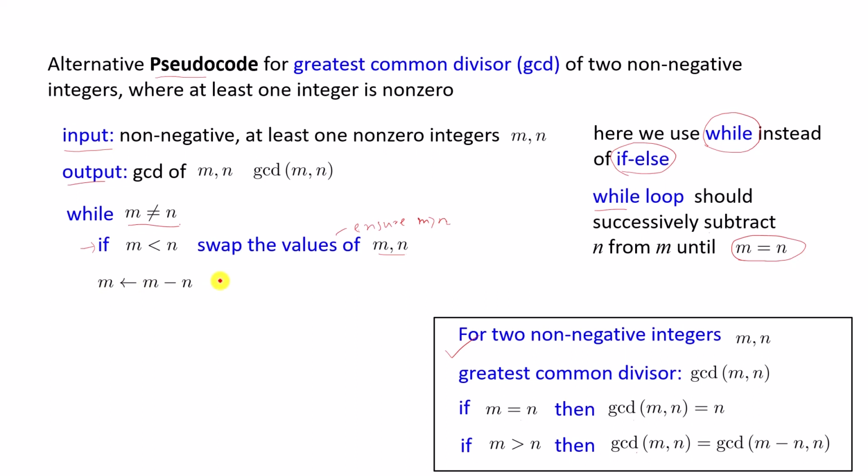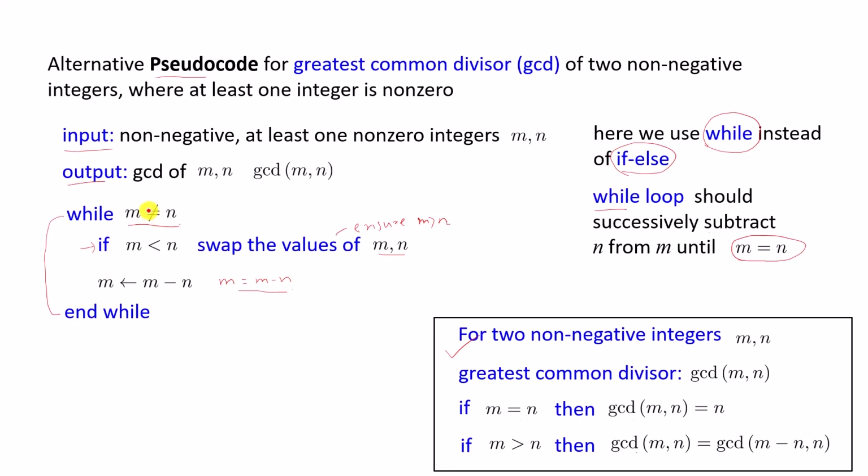Here we will write, in most programming languages, m equals m minus n. But it doesn't mean mathematically that m equals m minus n, which would imply that n equals 0. That is not true. In programming languages, m equals m minus n means that whatever the value of m minus n is, I put that in m. Then it ends the while.